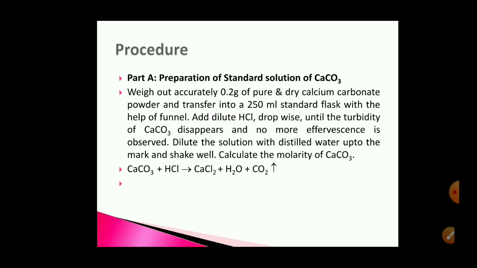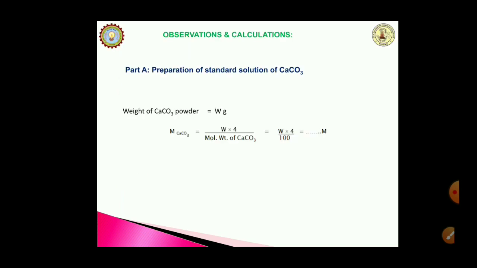We will be calculating the molarity of this solution by taking the weight, 0.2 or 0.3 gram, whatever weight is given to us. That will be used to calculate the molarity of this CaCO3 solution, and we are going to get a clear solution which is indirectly of CaCl2. Now this is the calculation part for part A.